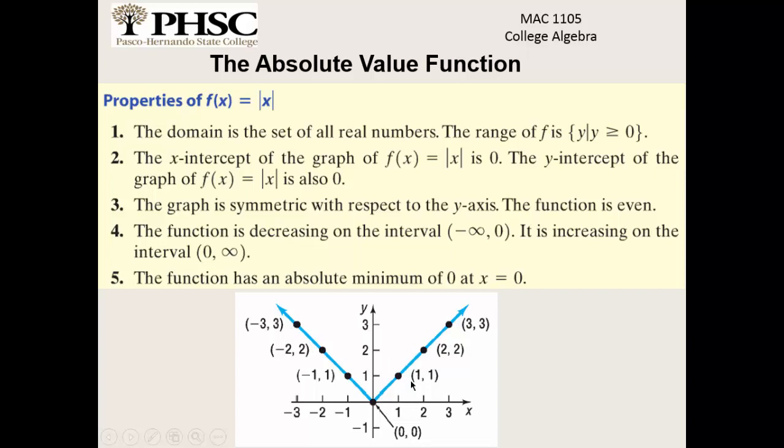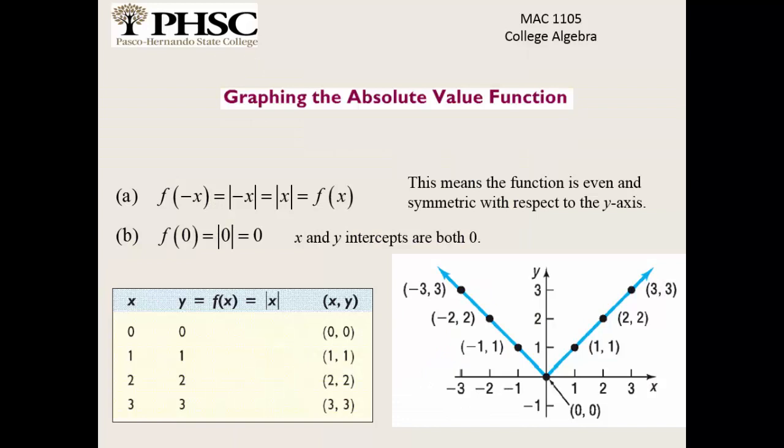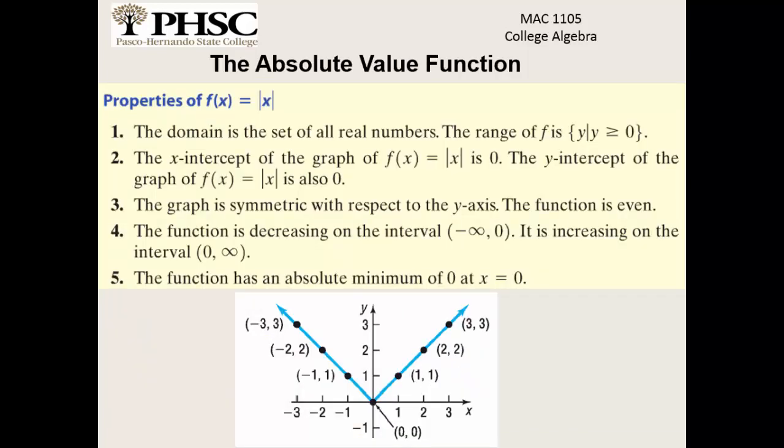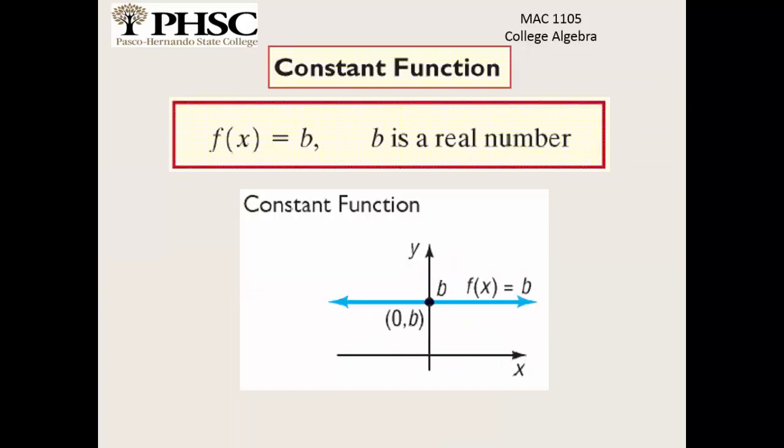Now, if we go to the other side, the first quadrant, again, we can choose the points 2 and 3. So 2 is less than 3, and f of 3 is greater than f of 2. So it's increasing in quadrant 1, and it's decreasing in quadrant 2. And then it has an absolute minimum of 0 at x equals 0.